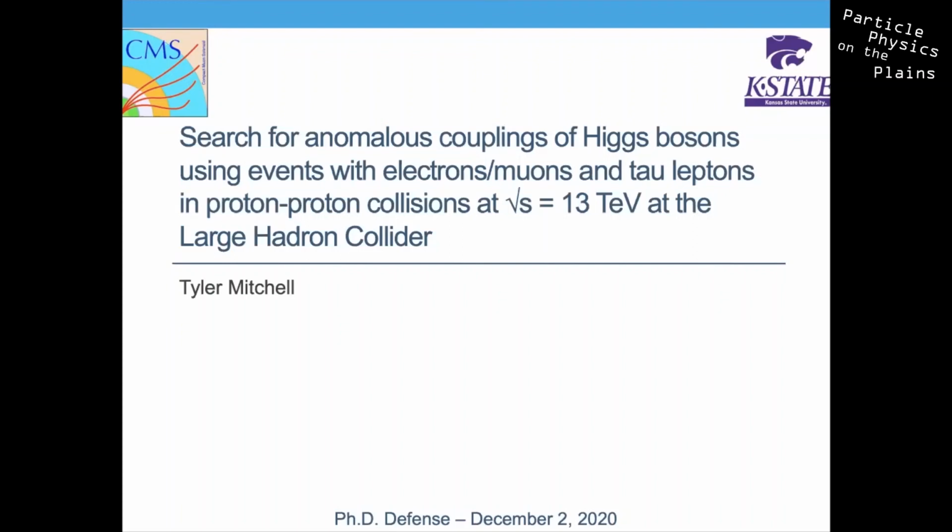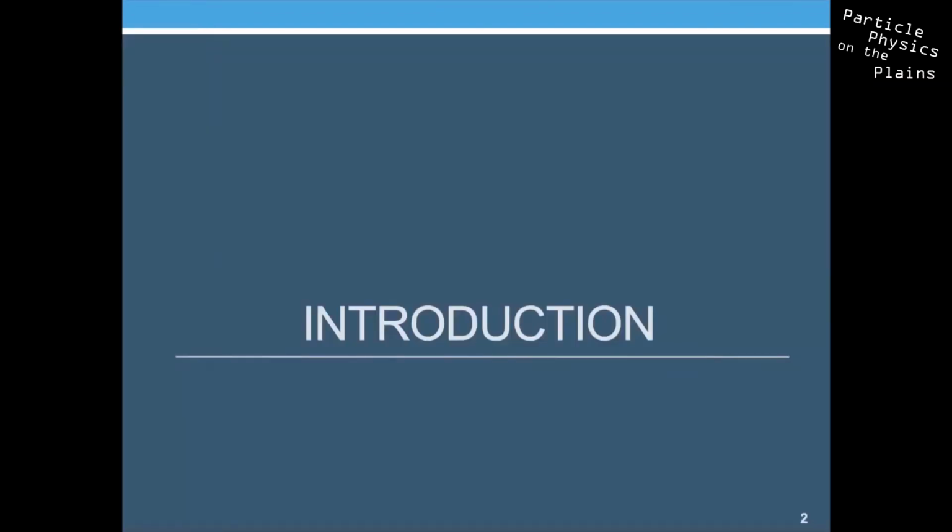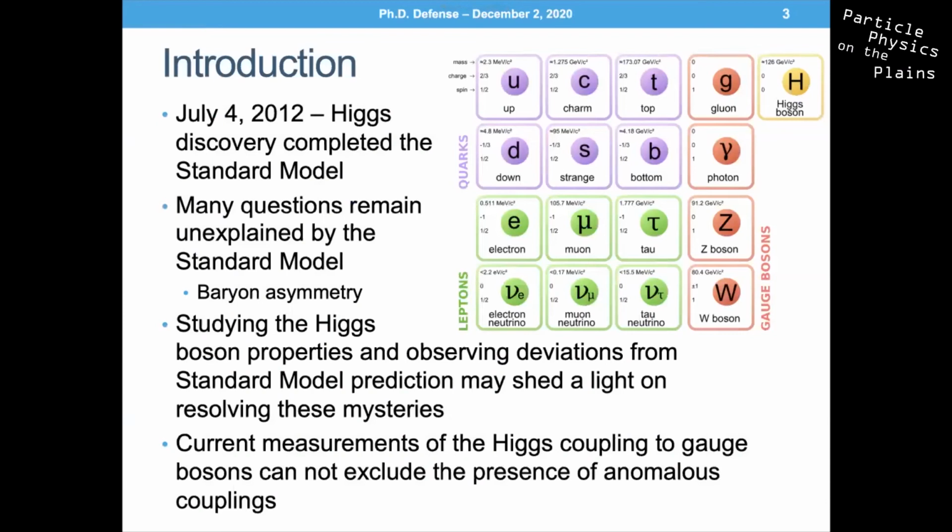We can start off with an introduction. So on July 4th, 2012, the Higgs boson was discovered, and that completed the standard model of particle physics. So you can see on the top right here, I've put the full standard model with the fermions in the left 3 columns and the bosons, including the Higgs, in the right 2 columns.